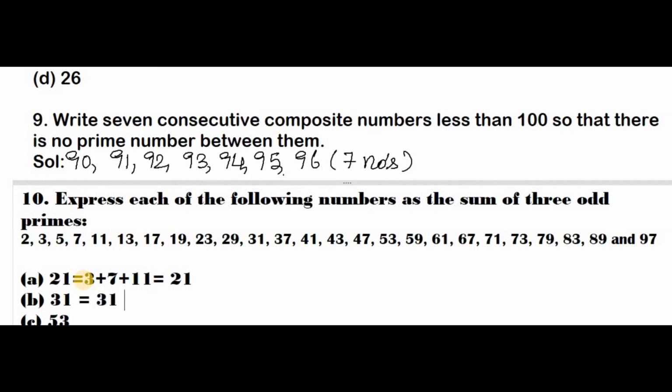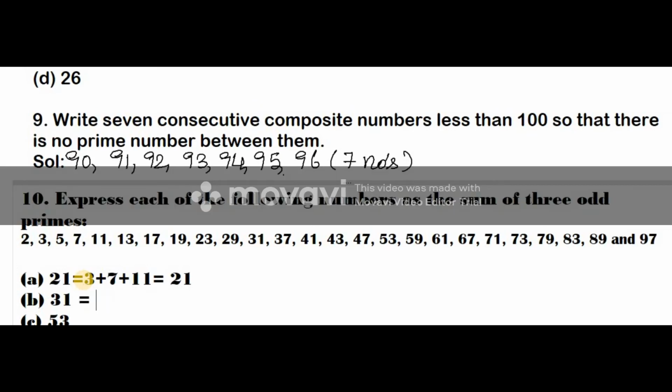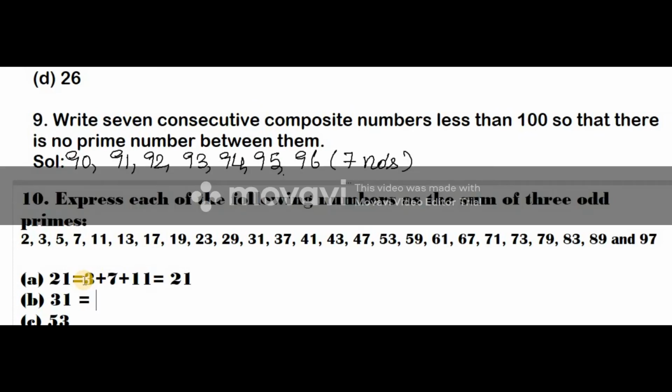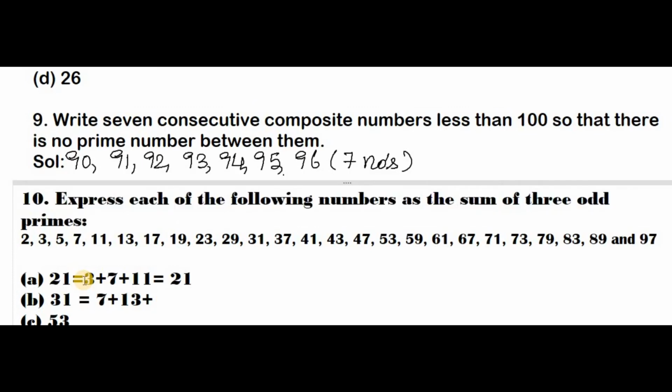And now for 31, what numbers will we add? Three odd prime numbers. Actually we can add 13 plus 7, 30 plus 1, but 1 is not a prime number, he has asked only for prime numbers. Okay, 7 plus 13 is 20, 20 plus 11 is 31.